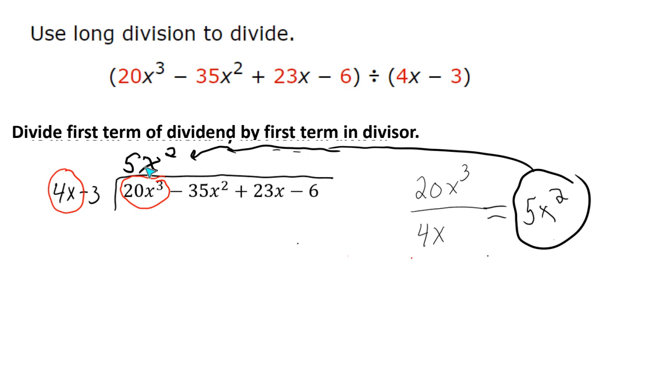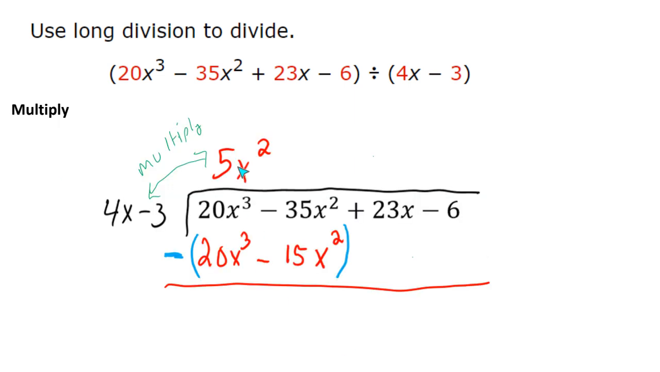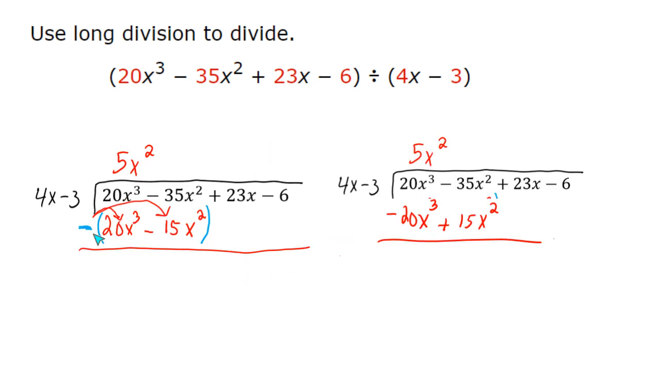Then we multiply this 5x squared times each of these terms. 5x squared times 4x gives us 20x cubed, and 5x squared times negative 3 would be negative 15x squared. Our next step is to subtract. Notice my subtraction symbols here. I'm going to put everything in parentheses because we're subtracting the entire result. Basically, we distribute that negative, and we end up with negative 20x cubed and positive 15x squared.